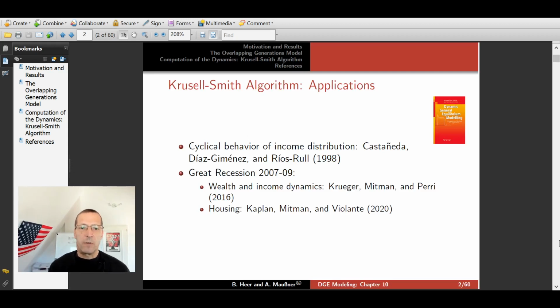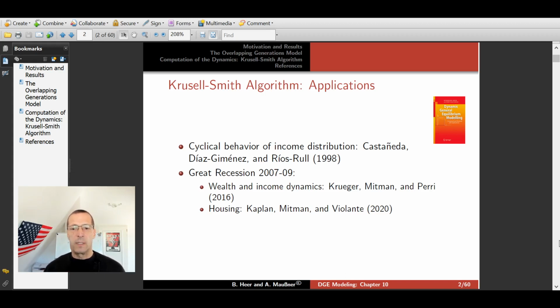Now the cyclical behavior of the income distribution in dynamic general equilibrium models has been studied. The first ones who did it were Castañeda, Díaz-Jiménez, and Ríos-Rull in a Journal of Political Economy article in 1998. And we will compare our results to their results. They looked at infinitely lived households, and what's new in our application here is that we also use the Krusell-Smith algorithm, but for individuals who have finite life. And we will argue that this helps to explain the cyclical behavior of the income distribution.